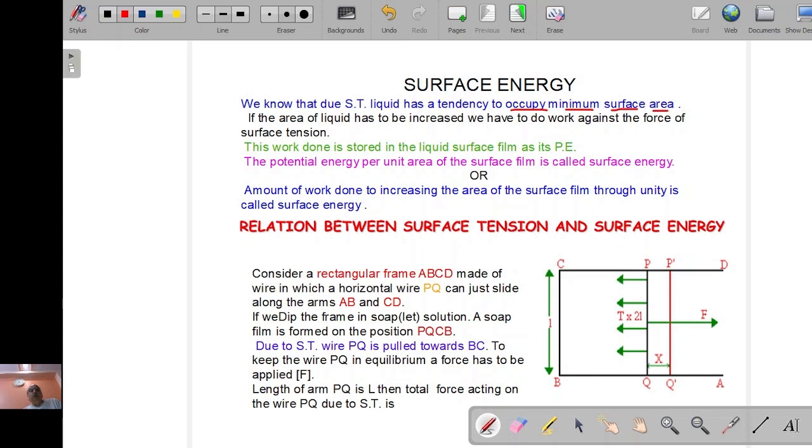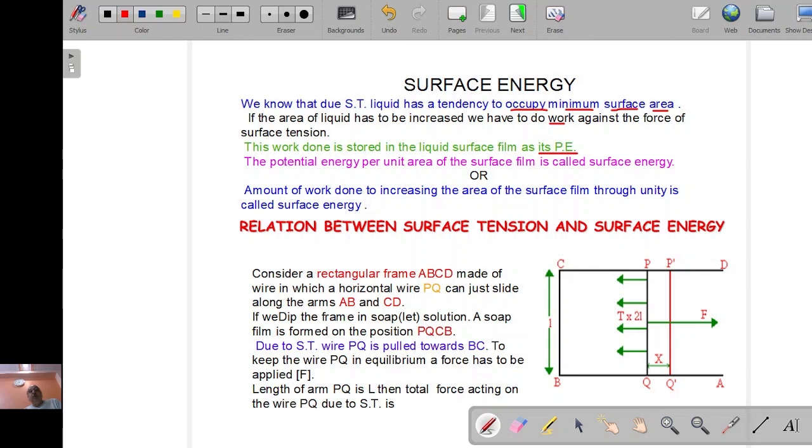If the area of the liquid has to be increased, we have to do work against the force of surface tension, because surface tension minimizes the surface area, and if we want to increase the surface area, we have to do work. Right? This work done is stored in the liquid surface film as its potential energy.